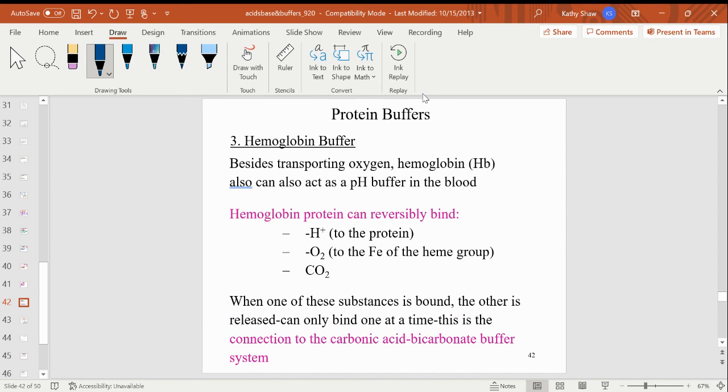A couple other things that we've kind of done but not done, so we'll talk about it. Next one is, under protein buffers, we have hemoglobin. Hemoglobin can bind a lot of things. Hemoglobin can bind oxygen. Hemoglobin is an oxygen transporter. Oxygen is not very soluble in your blood, so we use hemoglobin to transport it. So when you think of hemoglobin binding something, you think of oxygen. Hemoglobin can also bind hydrogen ions and can also bind carbon dioxide.